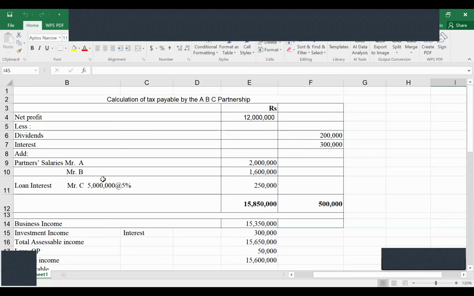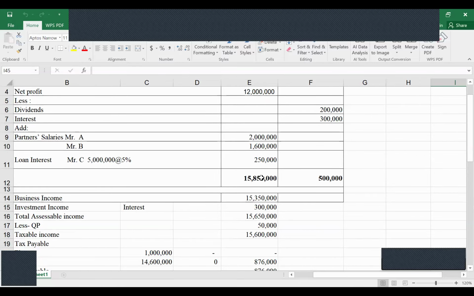Then that net profit is arrived after deducting partners' salaries. That means 2 million and 1.6 million. So that is partners' salary. In the provision it says we are not allowed to deduct salaries paid to partners, service fees paid to partners, interest paid to partners. Since those are not allowable to be deducted, and since it has already been deducted, we have to add it back.